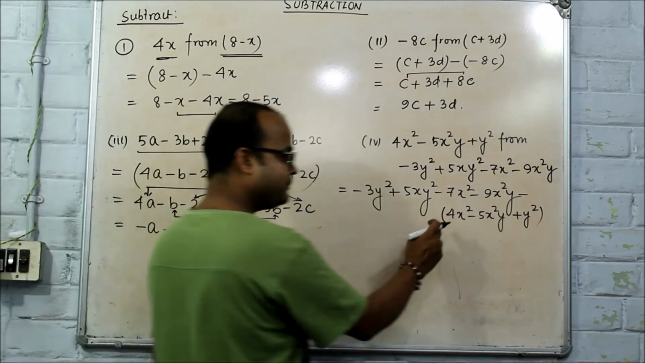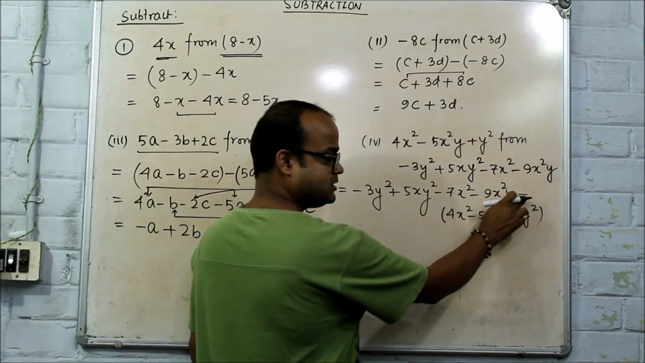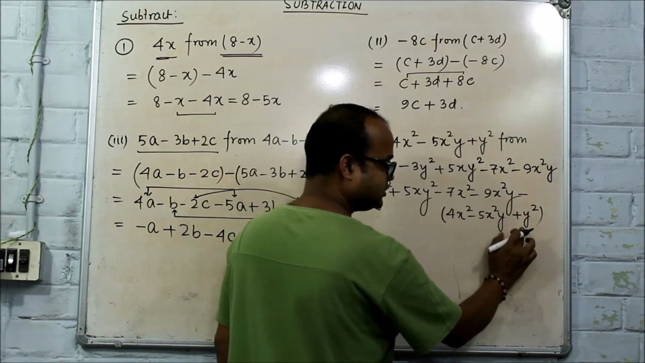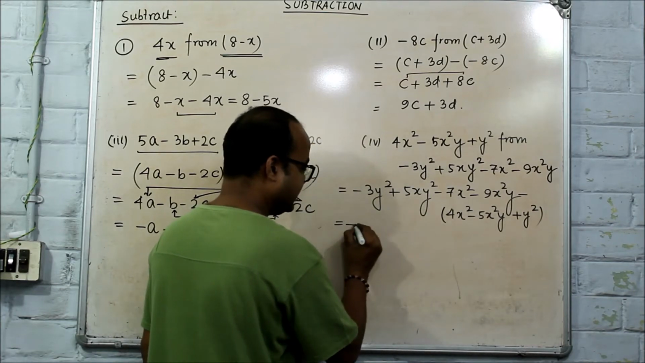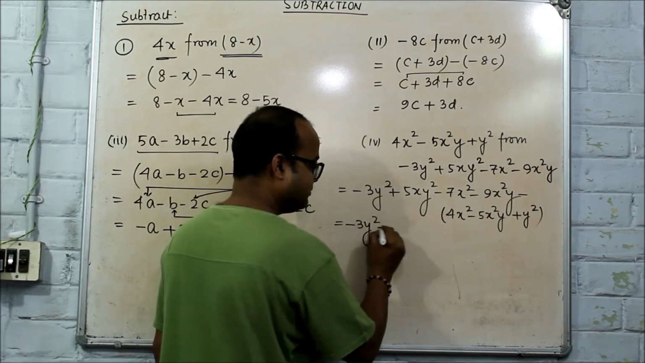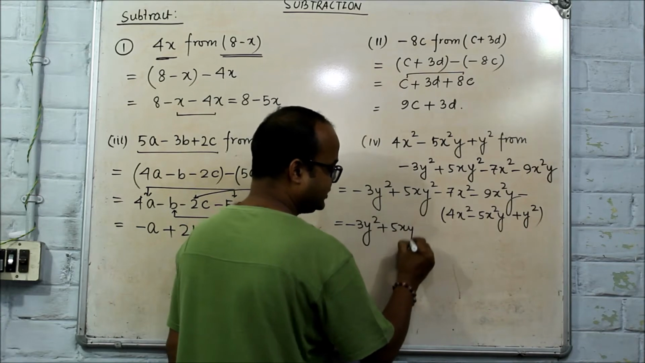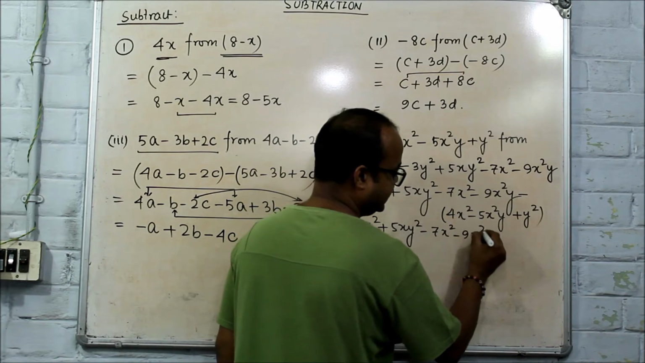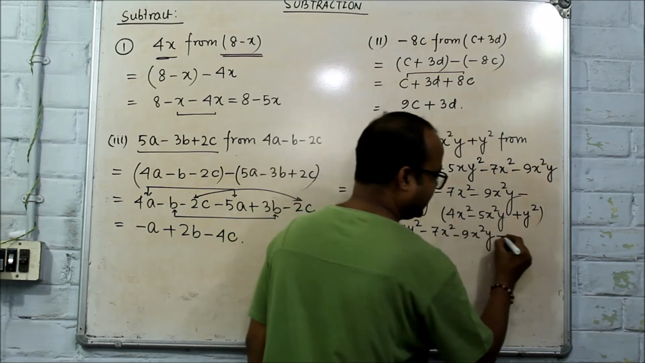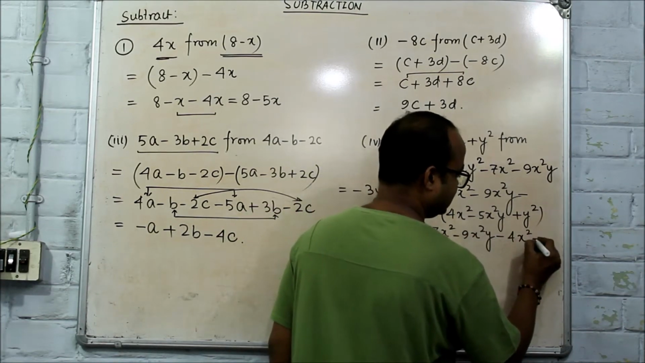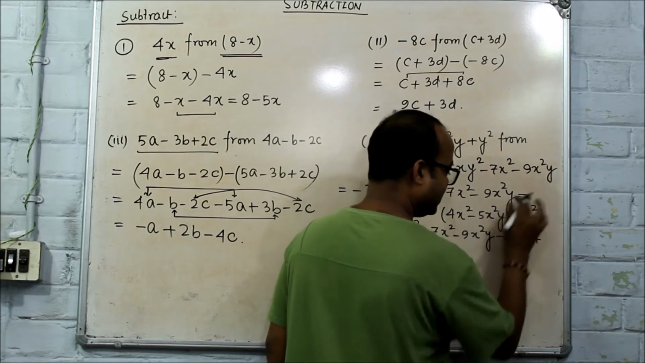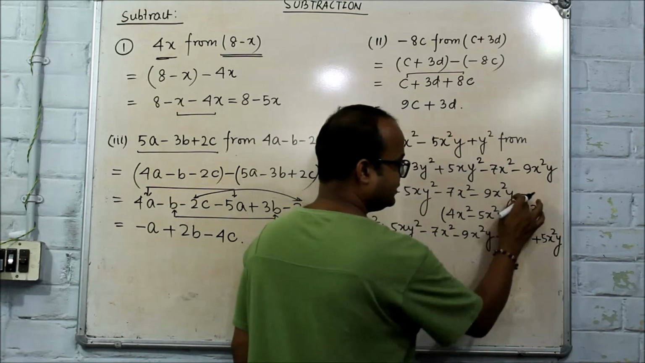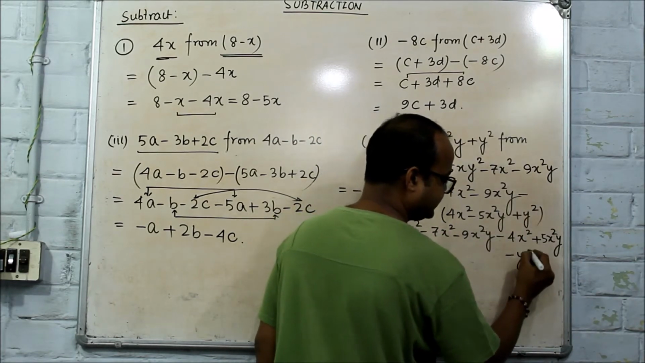Now we open up the bracket. The outside sign is minus, so whenever the outside sign is minus, each term will change its sign. So minus 3y square plus 5xy square minus 7x square minus 9x square y minus 4x square plus 5x square y minus y square.